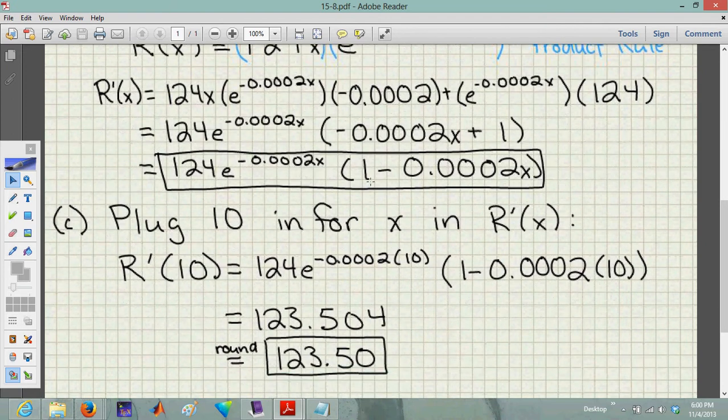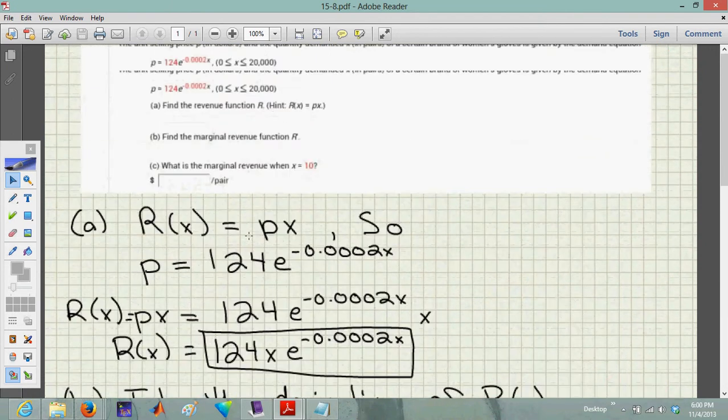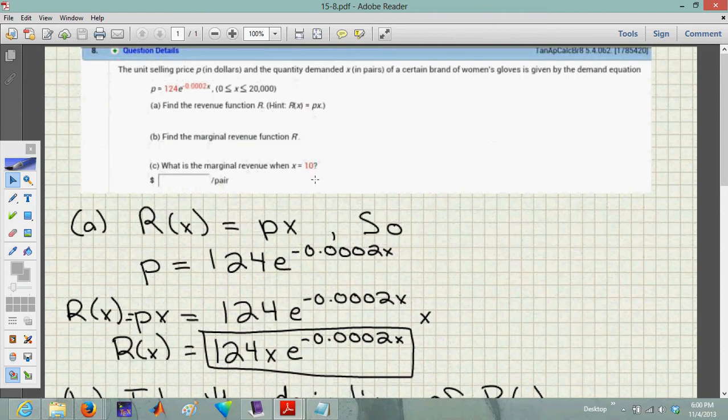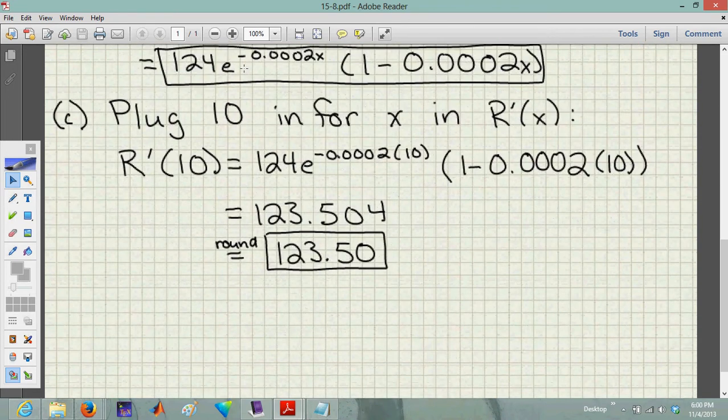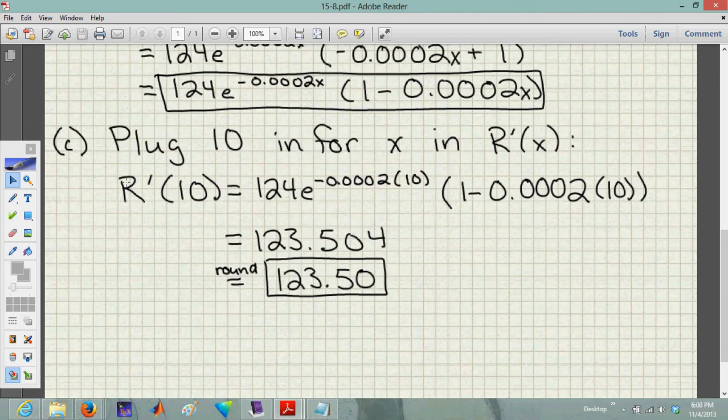Okay, so for part C, we just have to plug in, in this case, 10, because they're asking us for the marginal revenue when x equals 10. Well, when I plugged in 10 into my derivative, I got this value. So basically you're just taking whatever you found in step B and plugging in whatever number they give you. So I have 124 times e to the negative 0.0002 times 10, times 1 minus 0.0002 times 10. I'm just plugging in 10 everywhere there was an x, plugging it into my calculator, rounding, and I get the answer that I'm looking for.